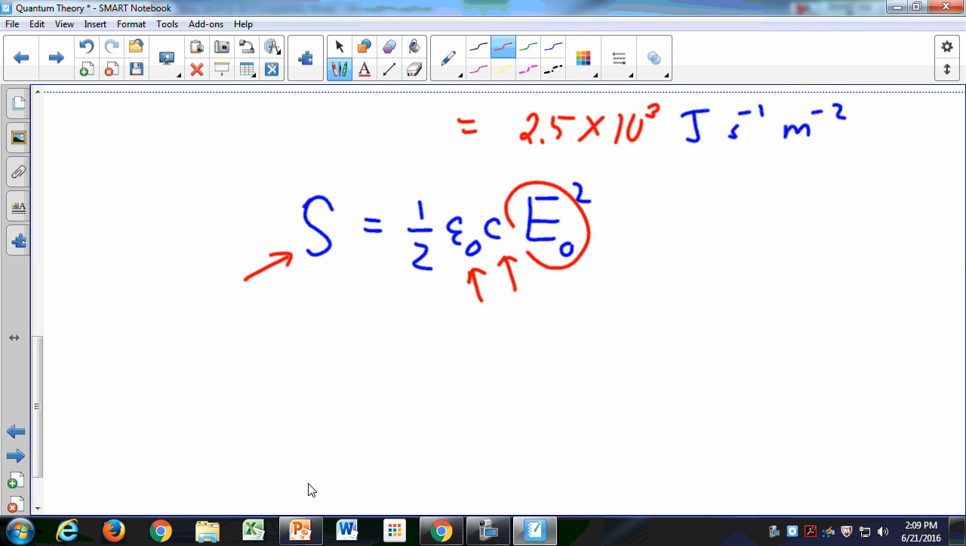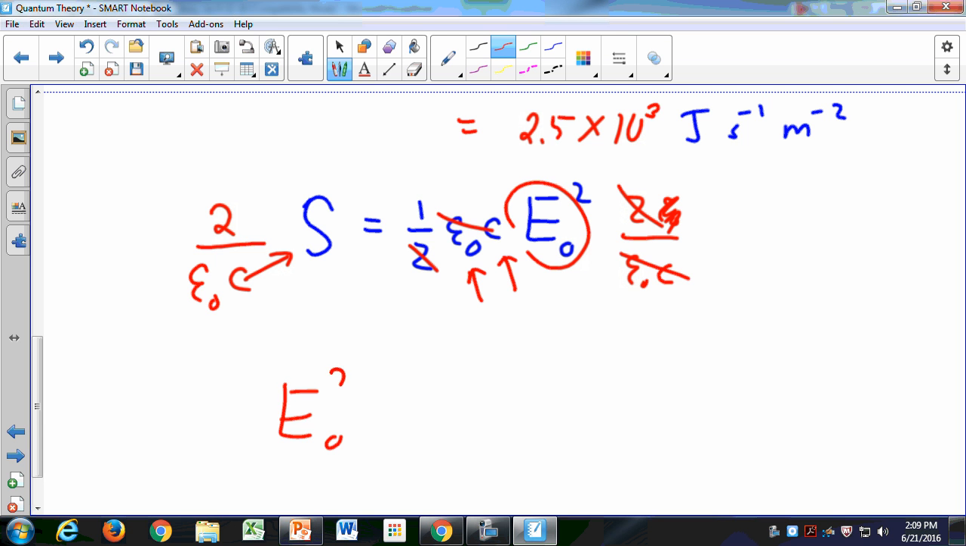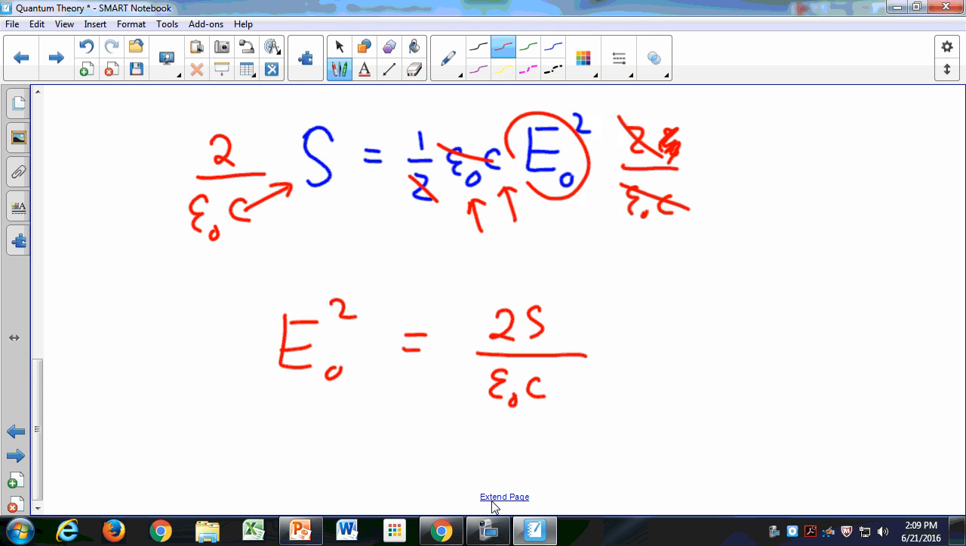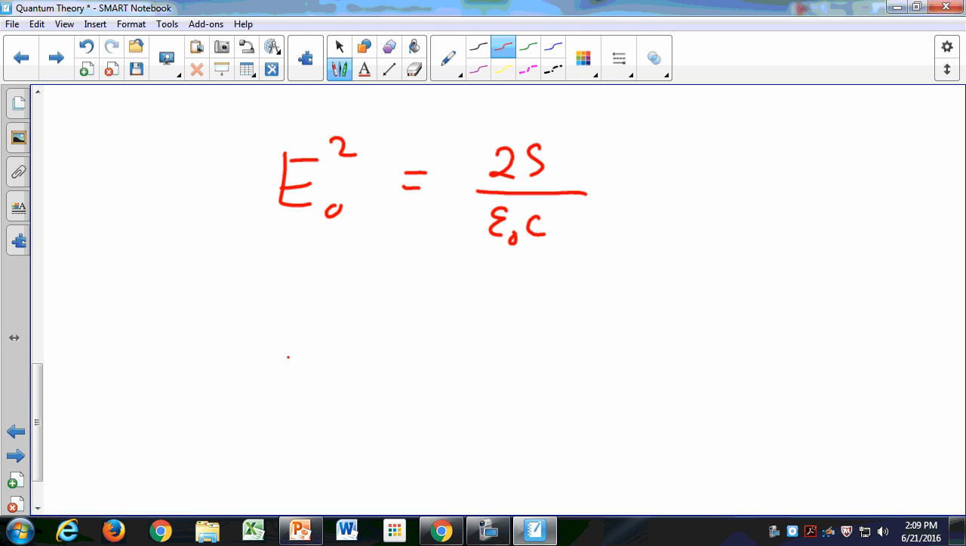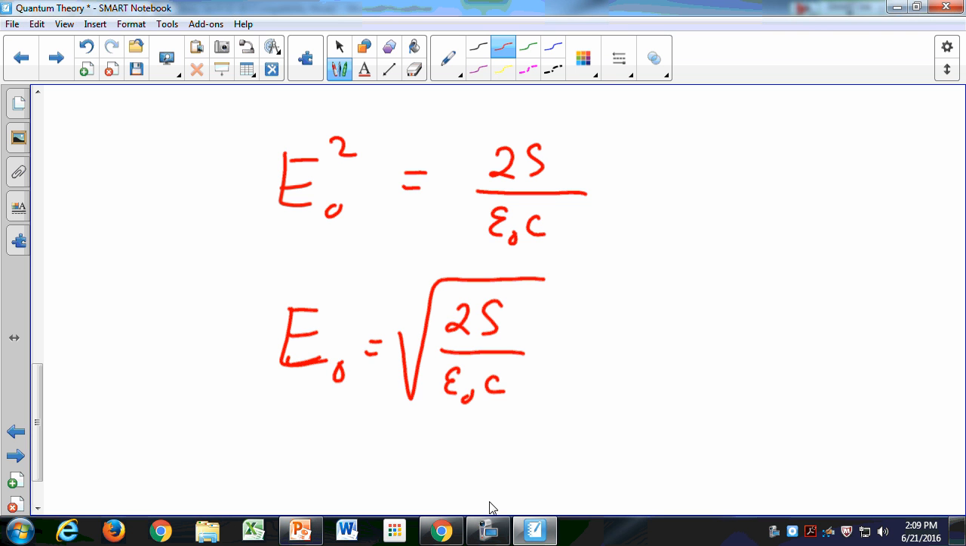You multiply both sides by 2, divide both sides by epsilon naught and C. That cancels epsilon naught and C and 2 from the right-hand side. And you can see E naught squared is 2S over epsilon naught times C. And so the amplitude E naught is equal to the square root of 2 times the intensity divided by epsilon naught times C.